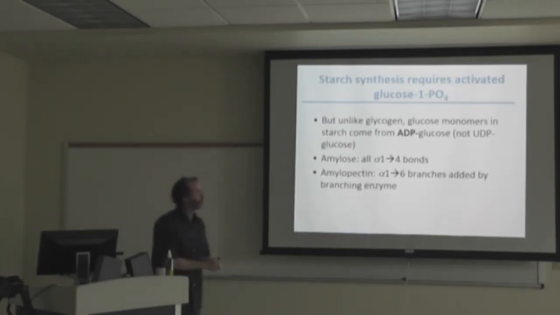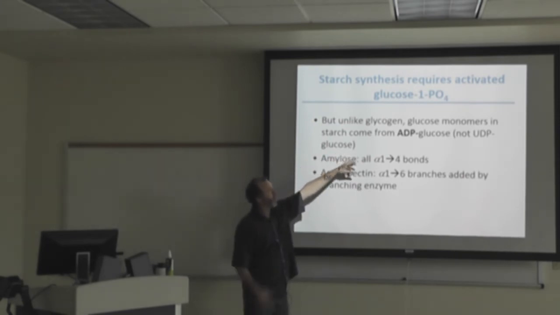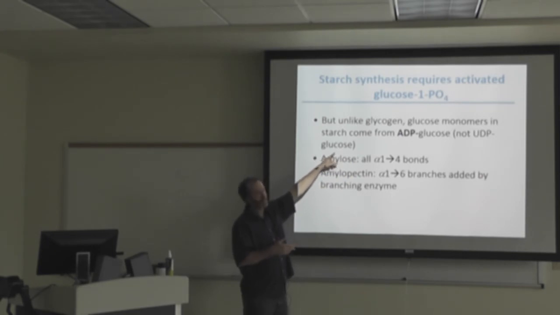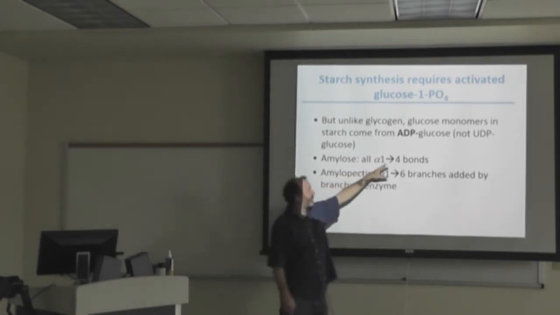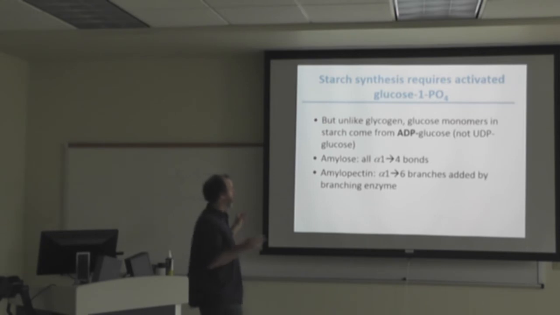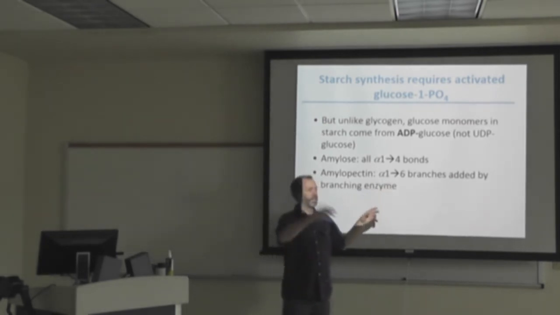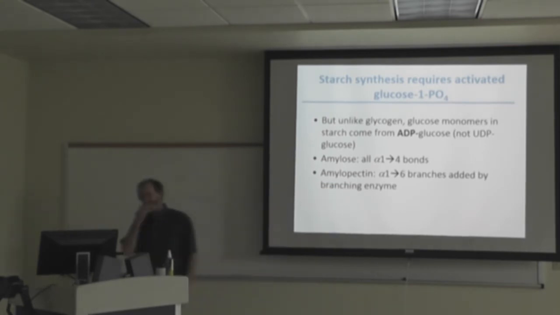So starch synthesis requires activated glucose 1-phosphate. But unlike glycogen, glucose monomers in starch come from ADP glucose. If you remember from glycogen synthesis, it's UDP glucose. So amylose has all alpha 1 to 4 glycosidic bonds. Do you remember how those are? Amylopectin has alpha 1 to 6 branches added by a branching enzyme, similar to glycogen, but amylopectin doesn't have nearly as many branches as glycogen has.